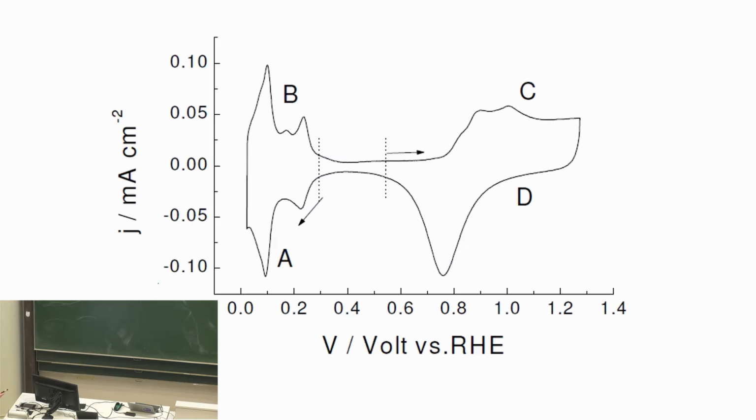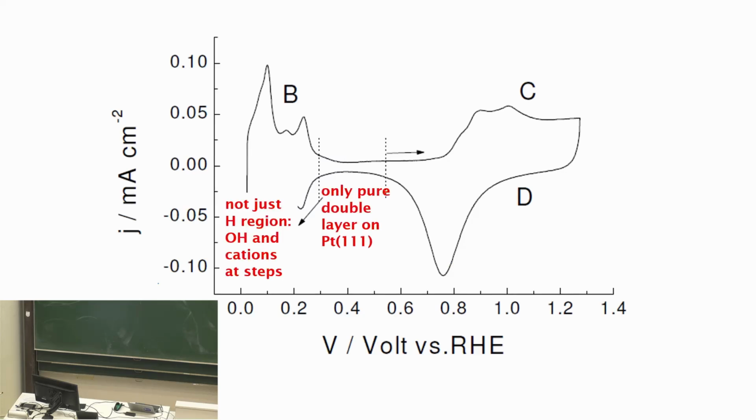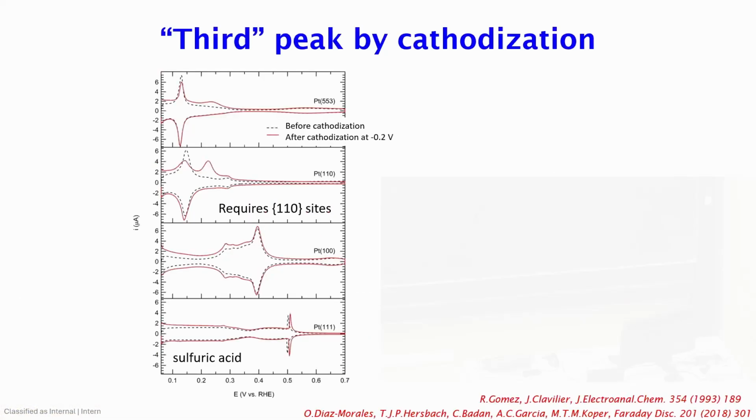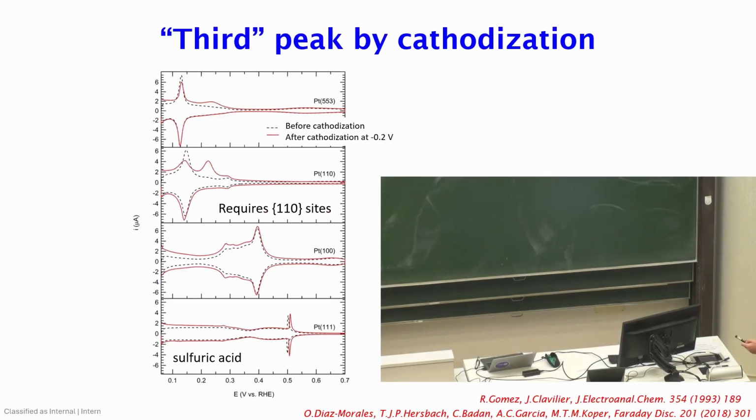We see this little peak also on single crystals, but only on single crystals which have 100 sites. What we see is that if we take a platinum 110 surface and keep it at a very negative potential for a while, so we generate a lot of hydrogen, and then we go positive, we see this peak. And then we come back, it's gone.